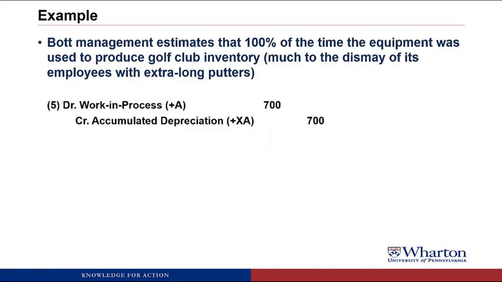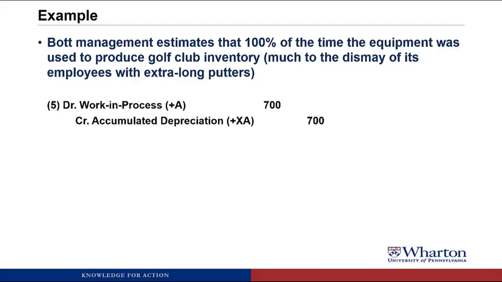So in this journal entry, we're going to, again, credit accumulated depreciation like we did in a prior video. But we're only going to debit work in process inventory because 100% of the equipment time was used to produce inventory.